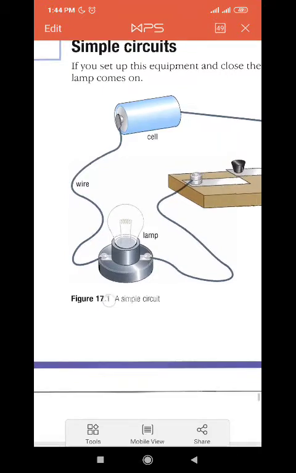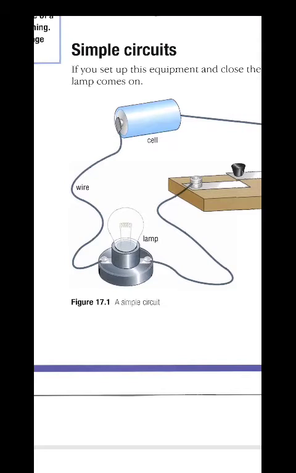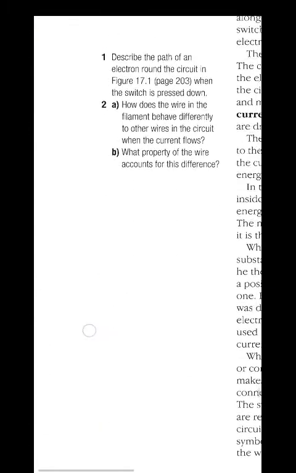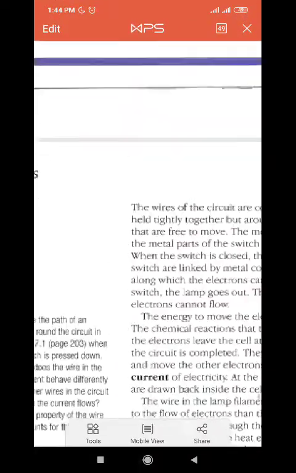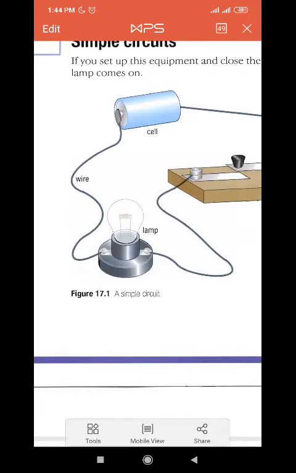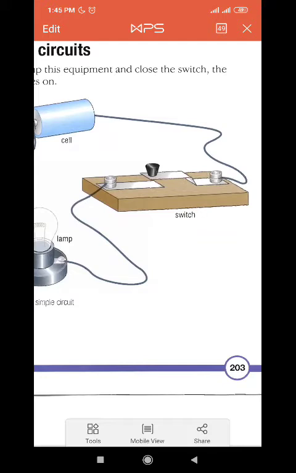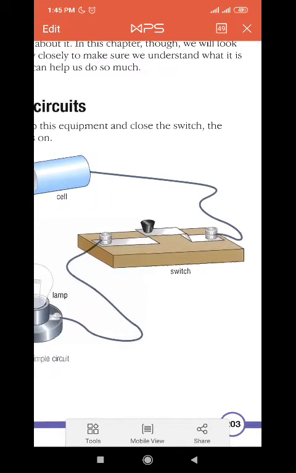And the question is asking how differently the wires behave. Let's go back to the question. How does the wire in the filament behave differently to the other wires in the circuit when the current flows? They're saying that if current flows in the filament, how different is it when the same current flows in the wires? When current flows in these other wires which look black, there is not much effect. Apparently, the wires will just be the way they were before. There's a slight difference which I don't want to talk about right now, but for the meantime, know that there will be no difference. They just look the same.